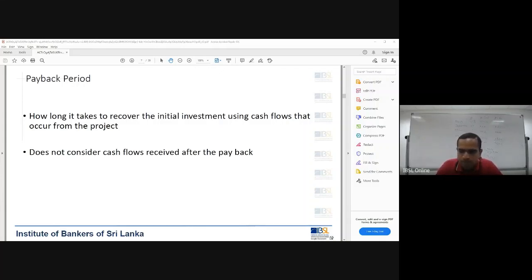If you earn 1 million rupees annually on rent, how long will it take for you to recover the investment? Yeah, it takes you 10 years. Very simple, right? 10 million rupee investment, annual rent income is 1 million. So it takes you 10 years to recover the investment. That's the payback period. Your payback period is 10 years. When you look at payback period, you don't look at cash flows you received after the payback period. You only look at cash flows you receive up to payback.